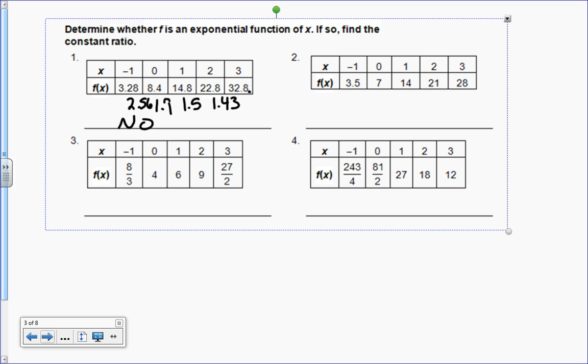28 divided by 21 is 1.3 whatever, repeating. 21 divided by 14 is 1.5. 14 divided by 7 is 2. And 7 divided by 3.5 is 2. So that one again is a no. Okay. Look at the next one.